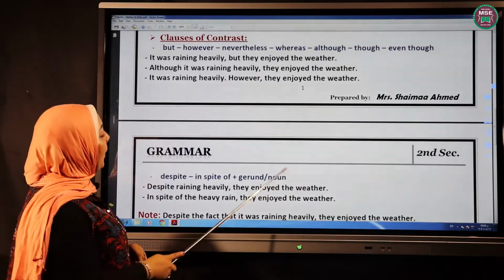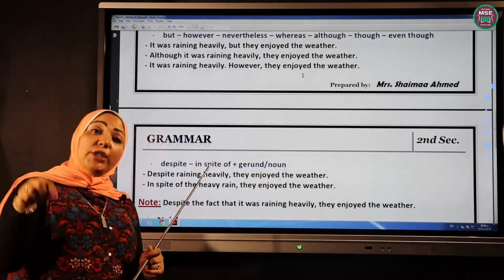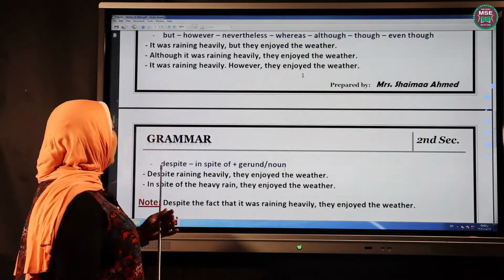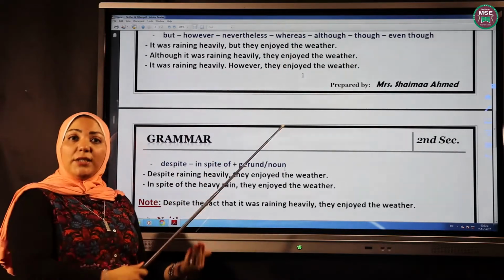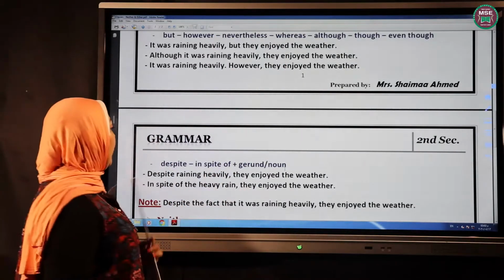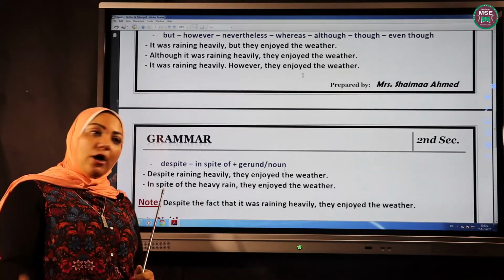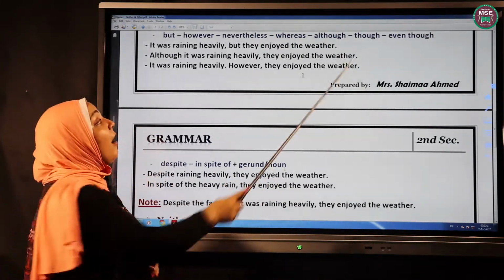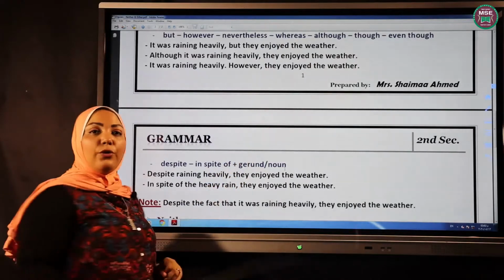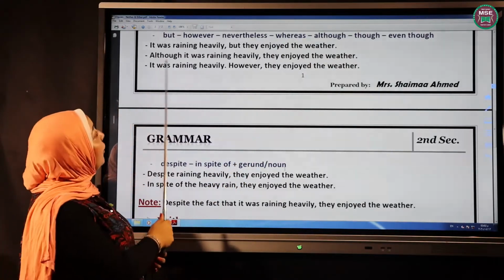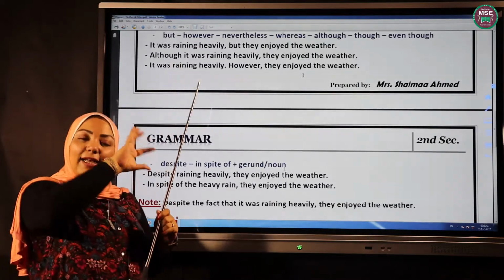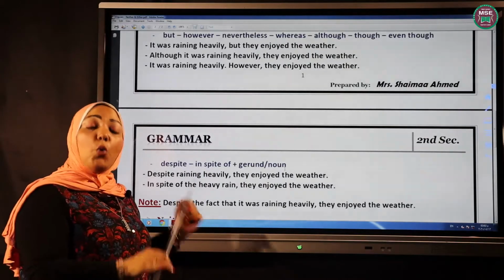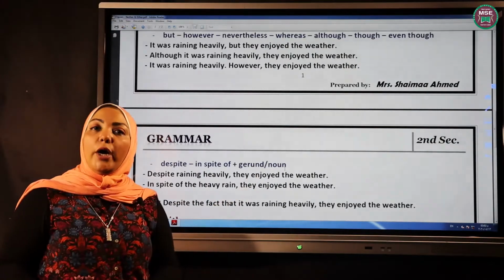Okay? Now, there are some other words that we can use to join two sentences that are contradicting, similar to although or but, but the structure is different. Like despite and in spite of. Actually they have the same function and the same meaning as though or although or even though. But what's the difference? As you see here, although is followed by a whole sentence, subject and then a verb. But in spite of or despite are followed by a gerund or a noun.